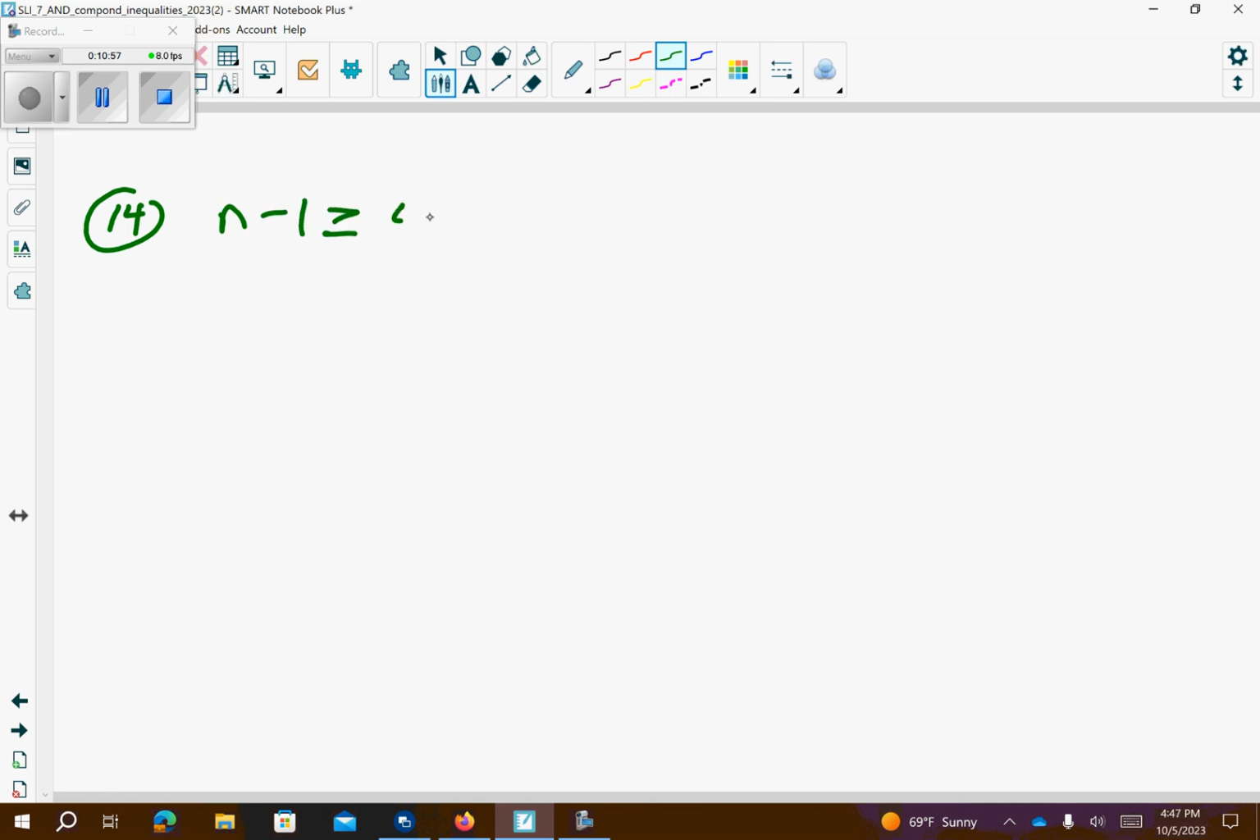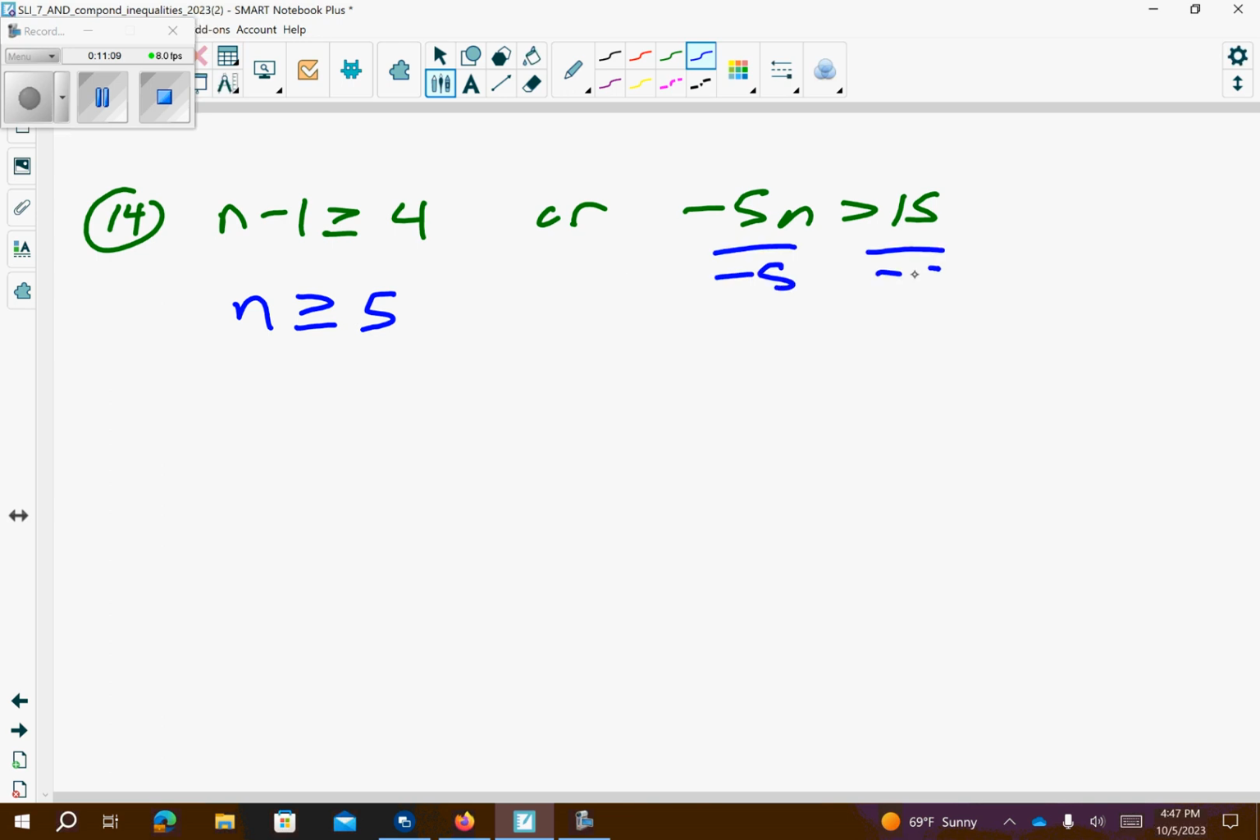n-1 is greater than or equal to 4, or -5n is greater than 15. I'm going to go ahead and add 1 to both sides, and then I'm going to divide each side by -5. The sign's going to flip over, so 15 over -5 is -3. So I have -3 here.